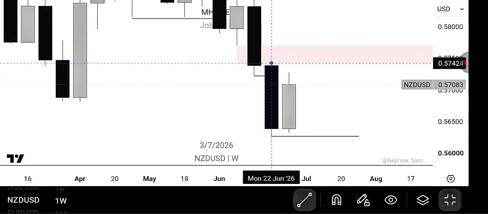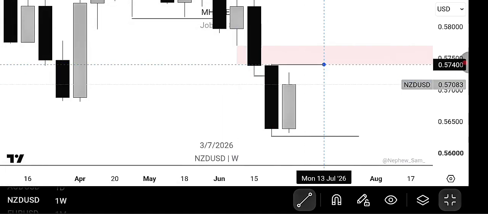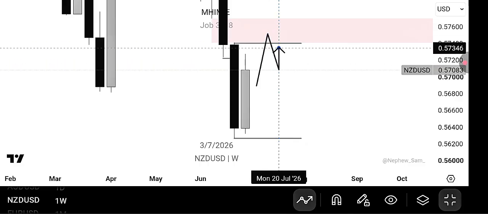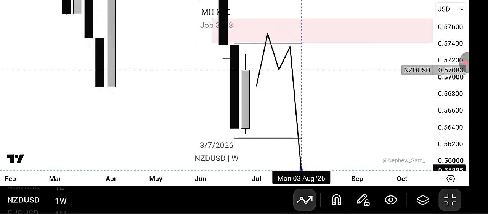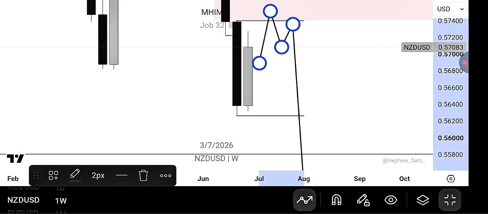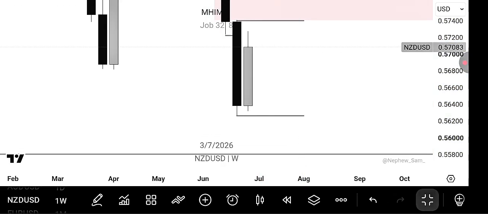So I'm anticipating that price comes for this high. I'm anticipating price takes out this high, we have a little pullback, and we go for the low, eventually taking out the low. So this is my prediction for NZD USD for the coming week.